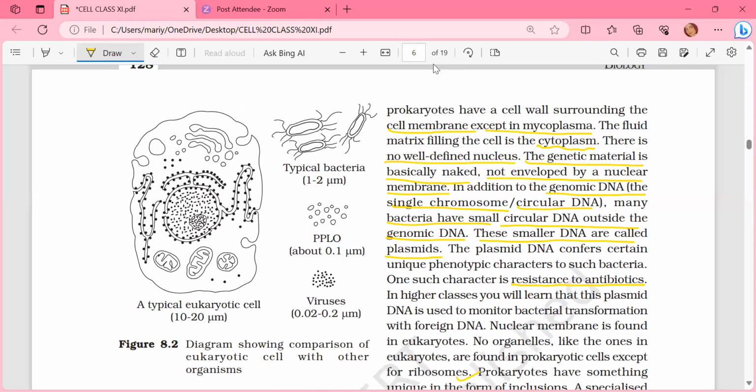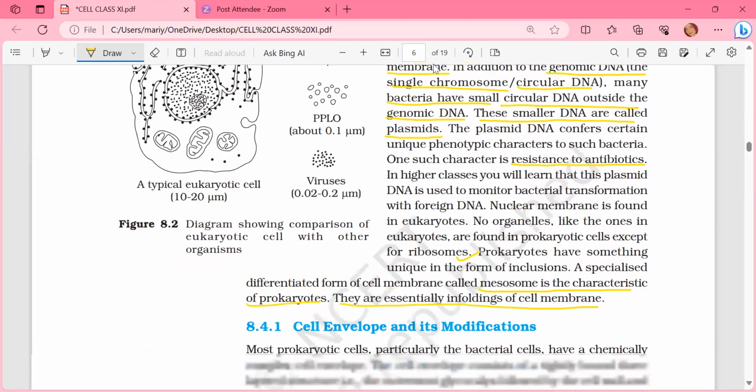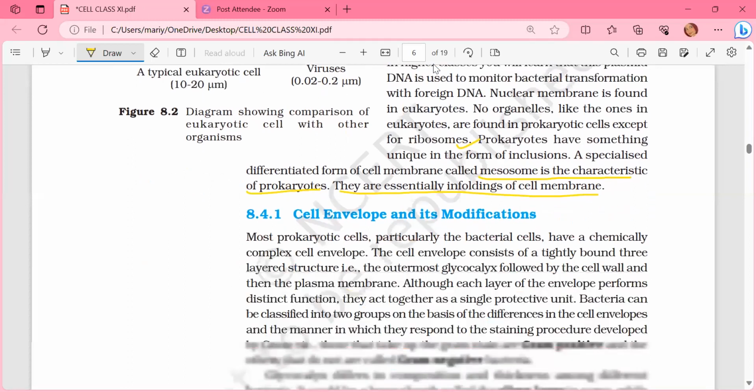For example, there is a cell, this is the cell wall, and this is the cell membrane that I'm drawing. Then the invagination of the cell membrane, or the infolding of the cell membrane, will be called the mesosome. Is it clear to everybody? So this was all about your prokaryotic cell.